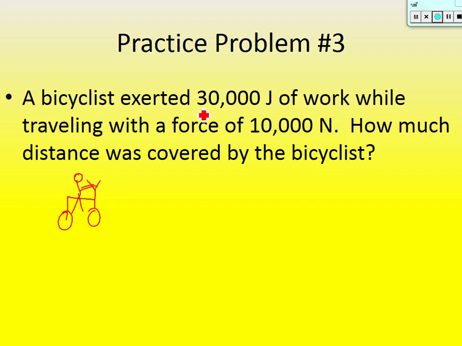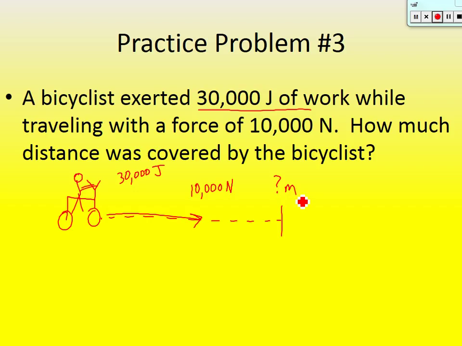He exerts 30,000 joules of work. So 30,000, I'm going to list that here, joules of work while traveling with a force of 10,000 newtons. That seems a bit extreme for a bicycle, but anyway, let's go with it. 10,000 newtons worth of force. How much distance was covered by the bicyclist? So we want to know how many meters this bicyclist went.